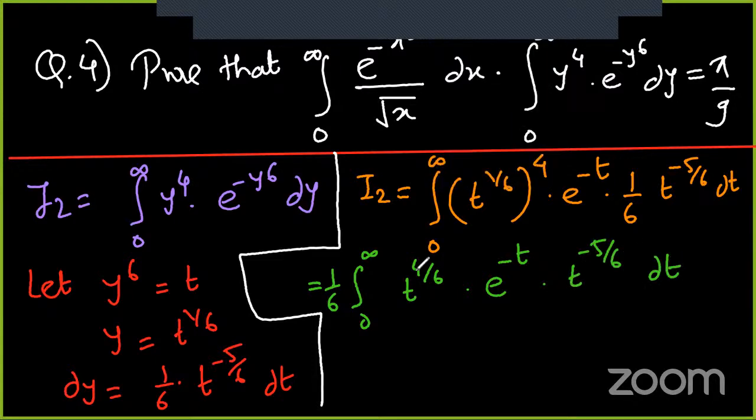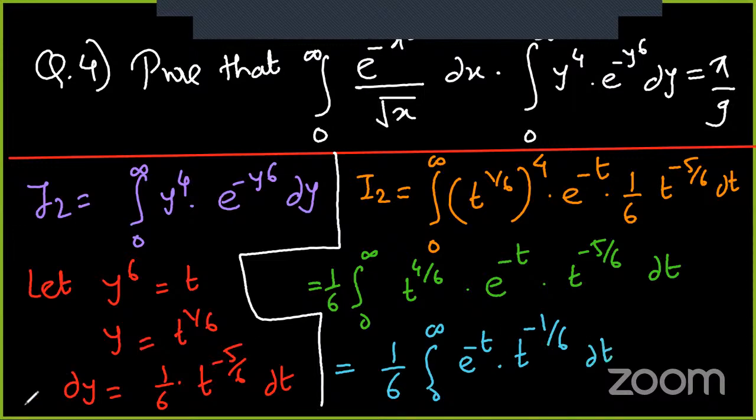Now I'll combine these two. ये 4 by 6 and minus 5 by 6. If I add, the answer is minus 1 by 6. So 1 by 6, 0 to infinity, e raised to minus t, and t raised to 4 by 6 minus 5 by 6, answer is minus 1 by 6 dt. ठीक है? यहाँ तक आंसर आ सकता है. चेक करो यहाँ तक. And then we'll use a gamma function and then solve it. Sure? यहाँ तक कुछ भी डाउट नहीं का? So let's go for the next one.